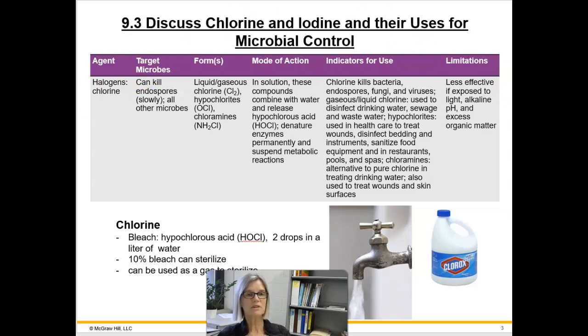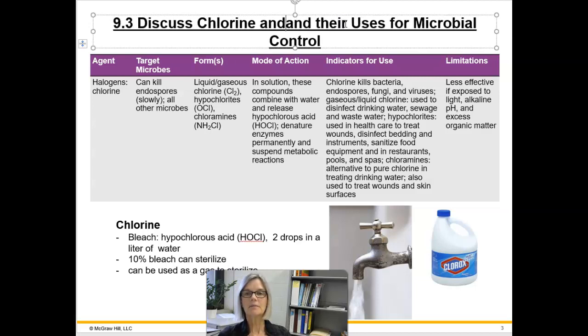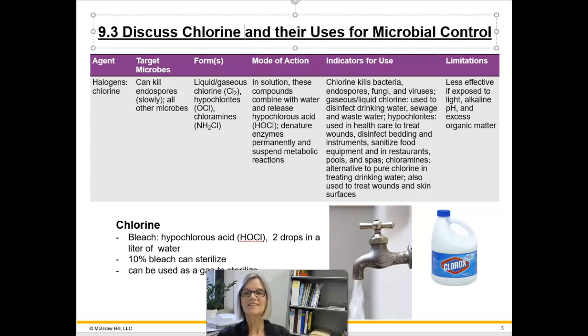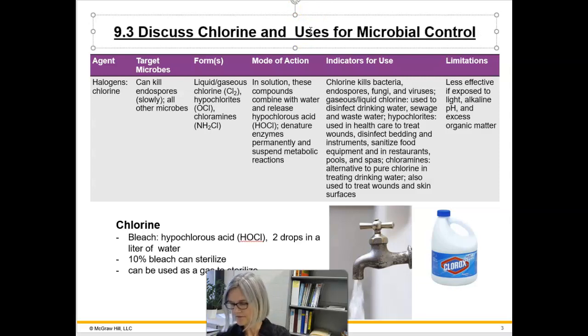So what we're going to do in the rest of this lecture is go through all sorts of chemical agents. And I'm trying to think of things that you should know about them and highlighting them. So the first thing I wanted to mention is chlorine and its use for microbial control.